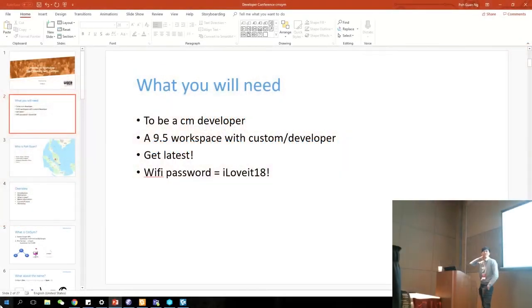Heads up, this is a programming session, hands-on, so you need to be a CM developer. If you're not, you're still welcome to join, because the first part of this training would be like a theory, so then you understand what CmSym is all about, at least.